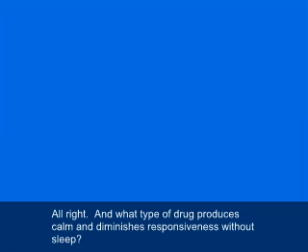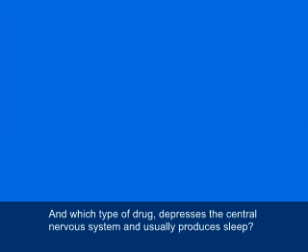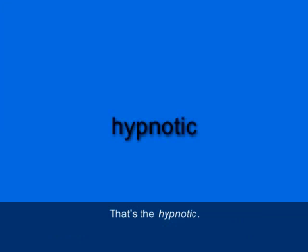Alright, and what type of drug produces calm, diminished responsiveness without sleep? That's the sedative, S-E-D-A-T-I-V-E. And which type of drug depresses the central nervous system and usually produces sleep? That's the hypnotic, H-Y-P-N-O-T-I-C.